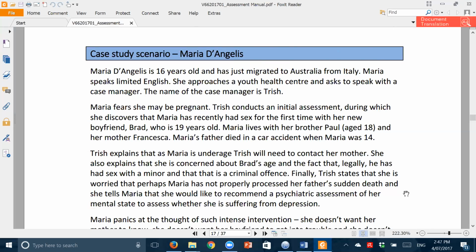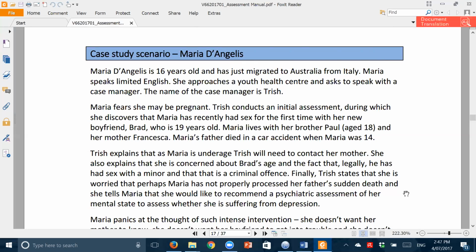Maria has lost her father 2 years earlier. She's only 16. 2 years is a very short amount of time. Potentially there's some grief and loss issues that need to be addressed. You might need some counselling to address that.